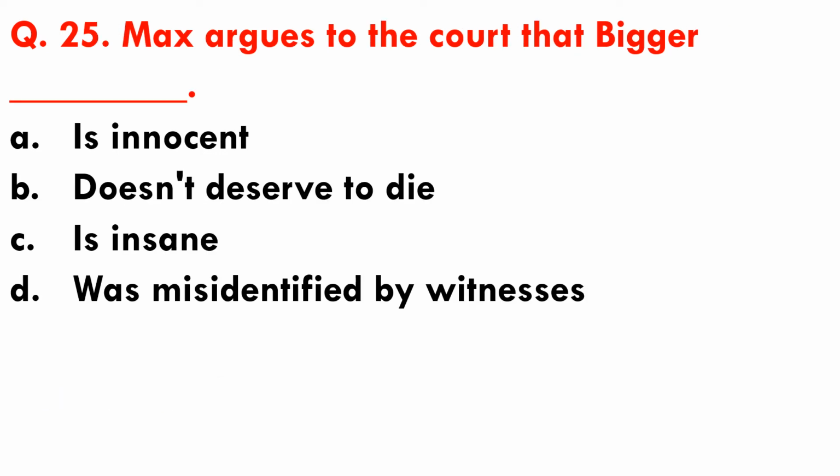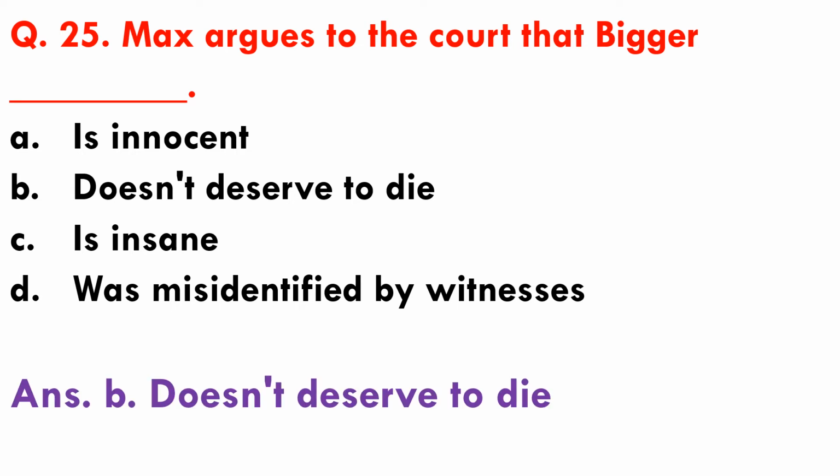Question number 25. Max argues to the court that Bigger dash. Options are A, is innocent, B, doesn't deserve to die, C, is insane, D, was misidentified by witnesses. So the right option is option B, that is Max argues to the court that Bigger doesn't deserve to die. Option B is the correct answer.